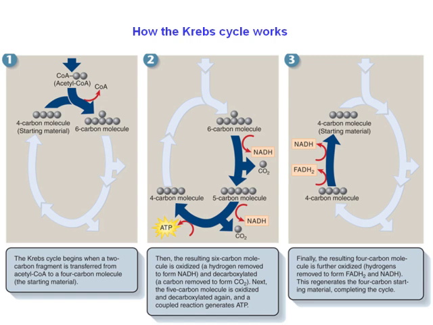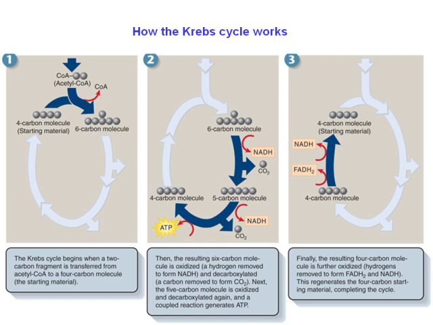In number 2, the resulting 6-carbon molecule is oxidized, meaning that a hydrogen will be removed to form NADH. And along with that hydrogen, you're going to have electrons. And then it will be decarboxylated, where a carbon will be removed to form CO2. Next, the 5-carbon molecule is oxidized and decarboxylated again, and a coupled reaction generates ATP.